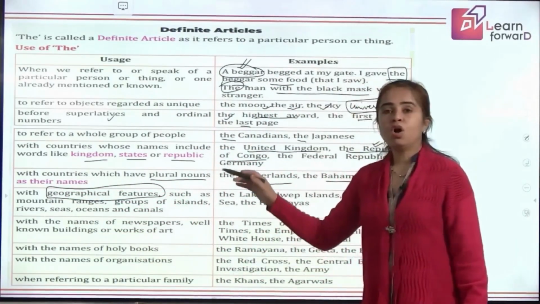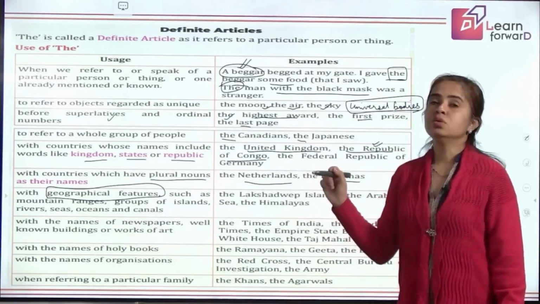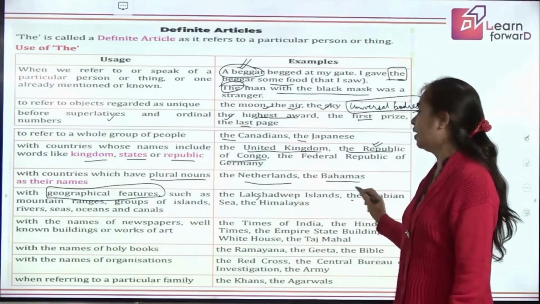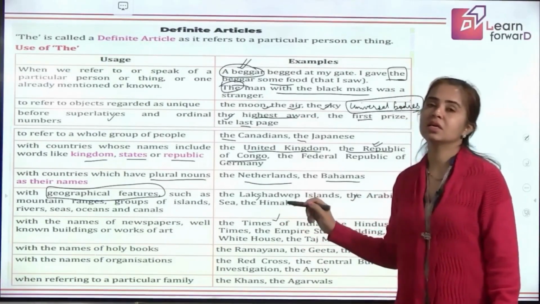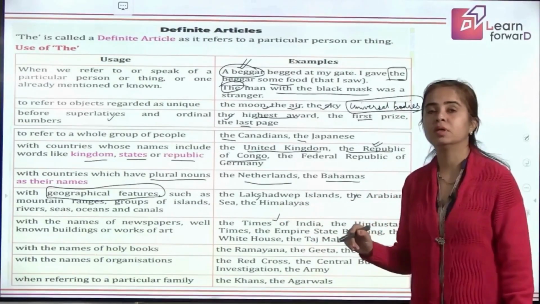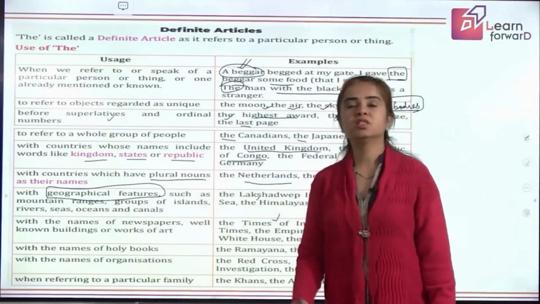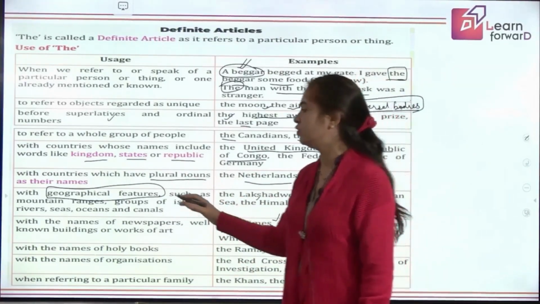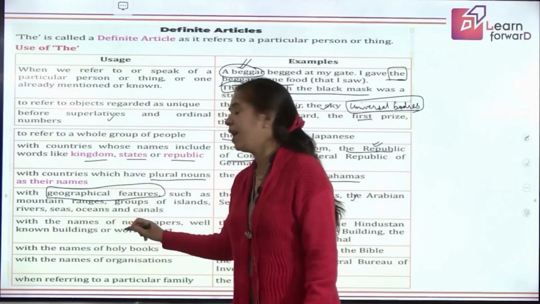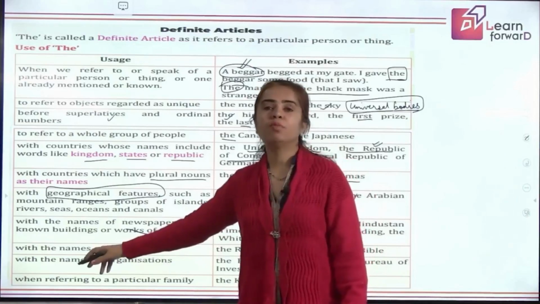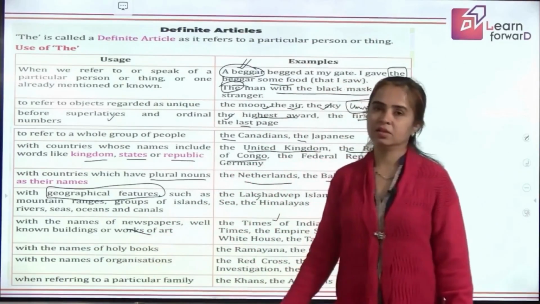So with all these geographical features, you use the article "the": the Lakshadweep Islands, the Arabian Sea, the Himalayas, the Ganga, the Brahmaputra, the Nile. So these are all geographical features. With the names of all these geographical features, we use the article "the". And then with the names of newspapers and the names of monuments, we use the article "the".